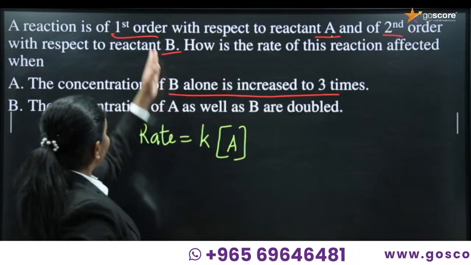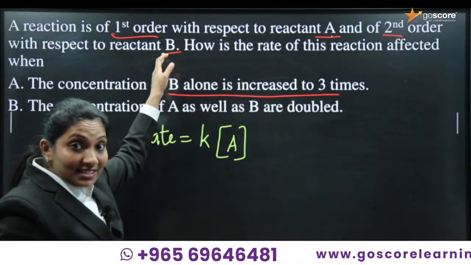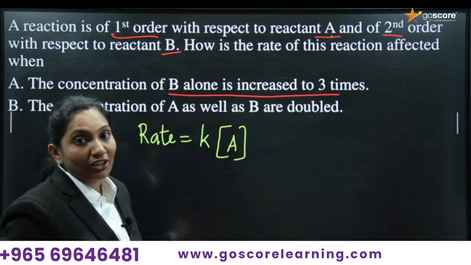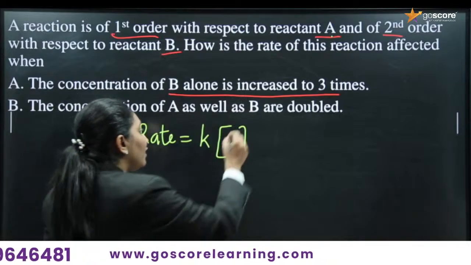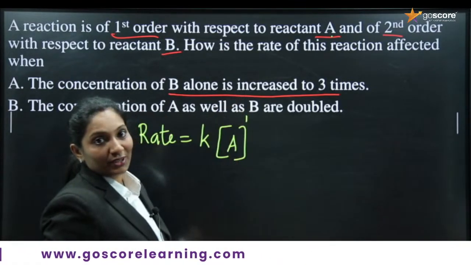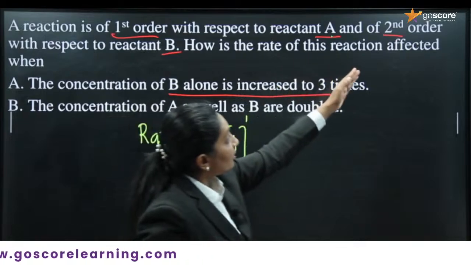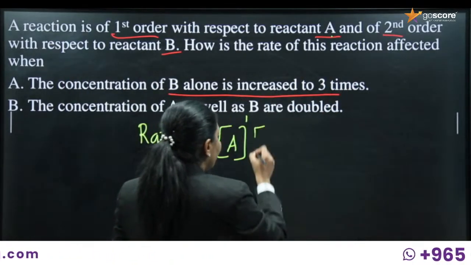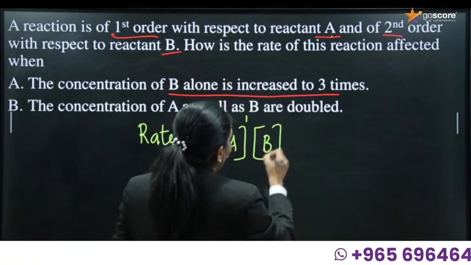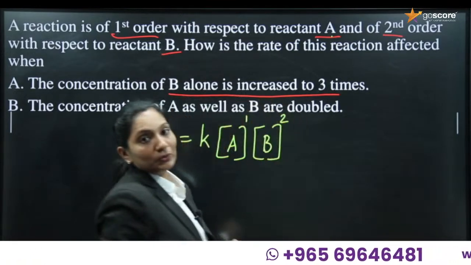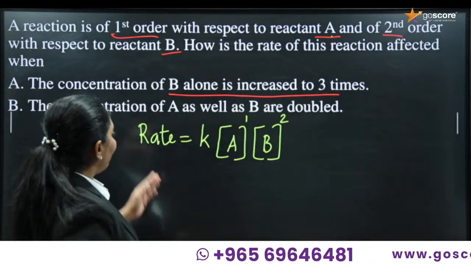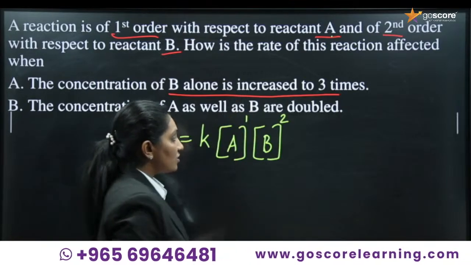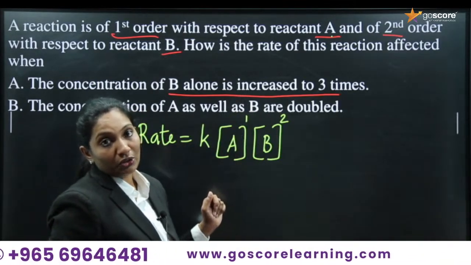And what is mentioned in the question? The reaction is first order with respect to A. So what will be the exponent of concentration of A? It will be 1. And the reaction is of second order with respect to reactant B, so for B it will be 2. See, the rate equation is rate is equal to k into concentration of A raised to 1 and B raised to 2.